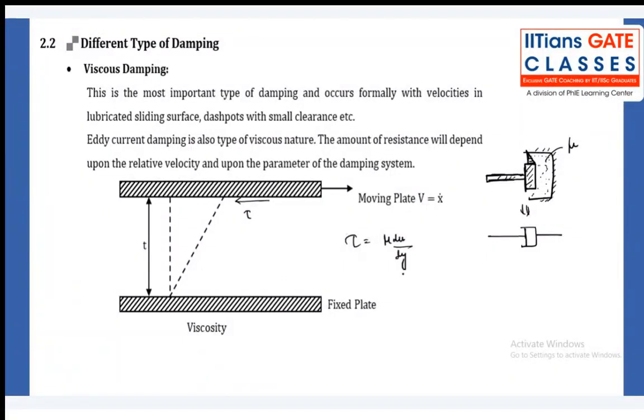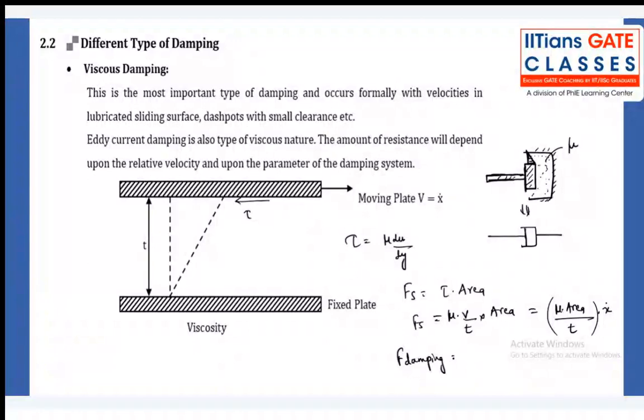From here, you can find the resistive force or viscous force, which is tau into area, that is mu into v divided by t into area. We can also write it as mu into area divided by t into x dot, the velocity. There we call it viscous force; here we are calling it damping force. For a particular system, mu, area and t will be fixed, so the damping force is directly proportional to x dot, because for a given system the gap between the two plates is fixed.